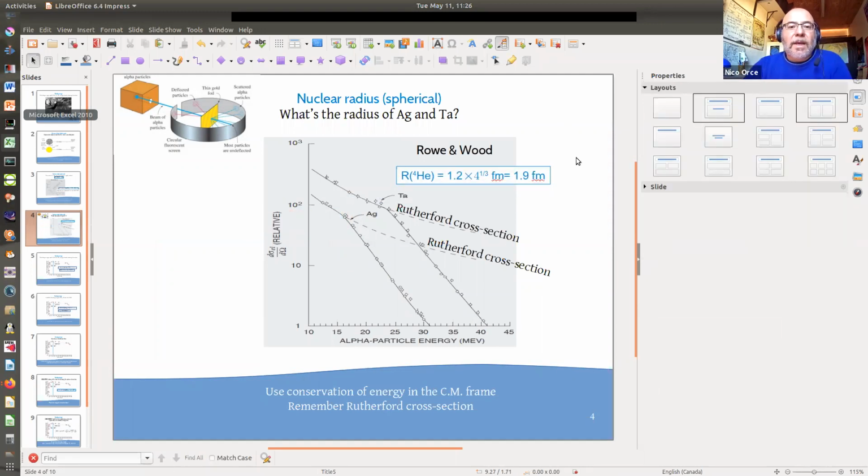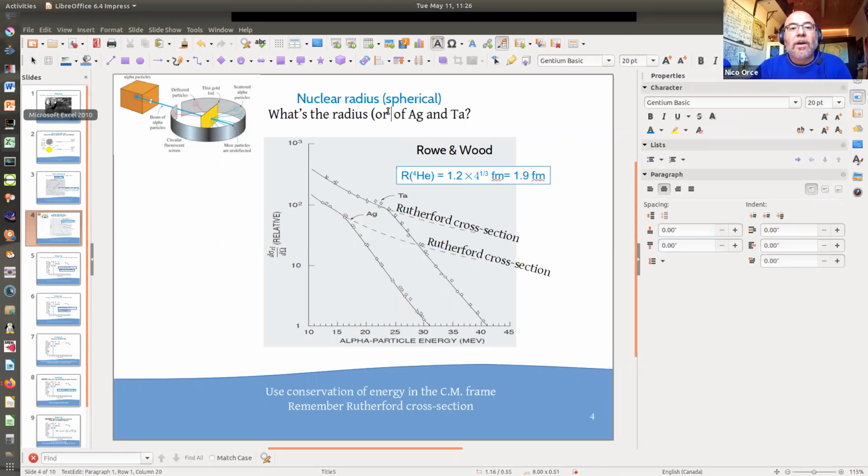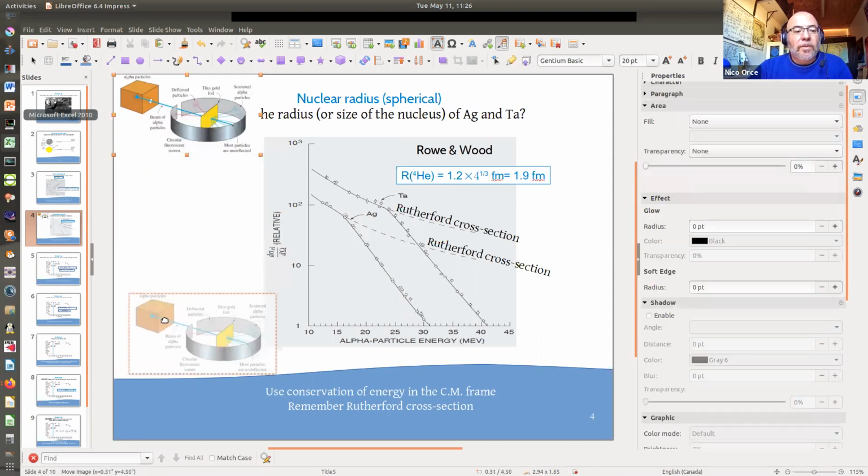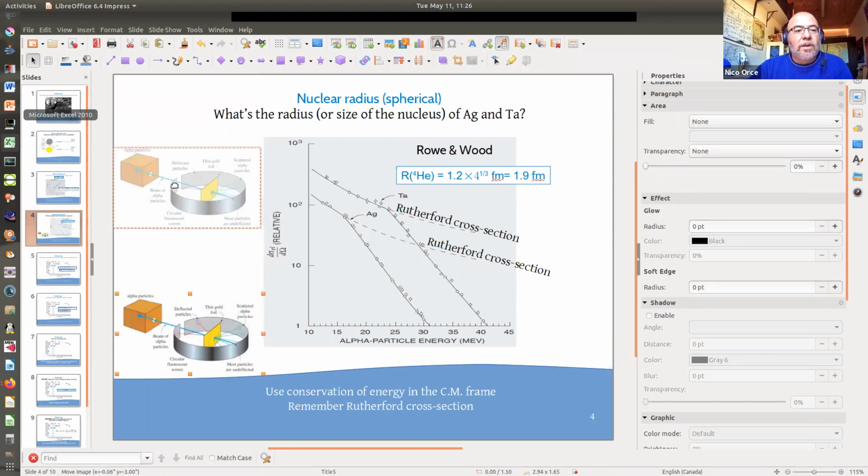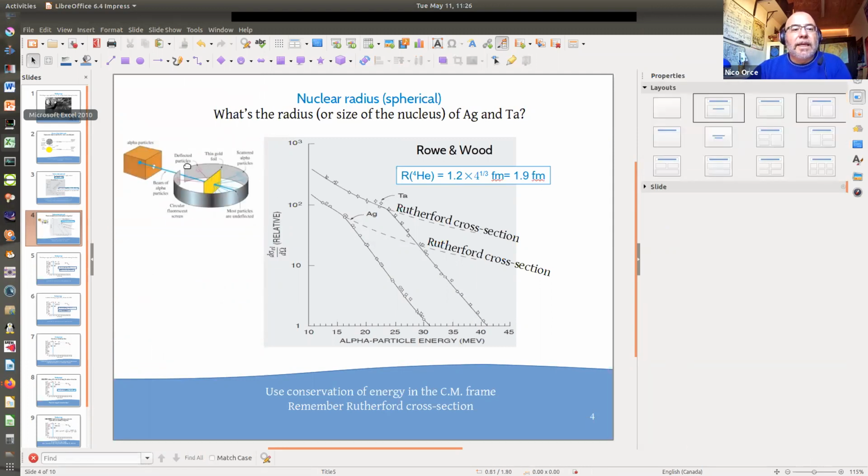And now we are going to apply conservation of energy to determine the size of the nucleus. What's the radius or size of the nucleus? We just want to remember this because, instead of an alpha source where gammas are emitted at a particular energy, we have an accelerator, so we can change the energy of the alpha particles. So the key question is, when is there a deviation from the classical situation?